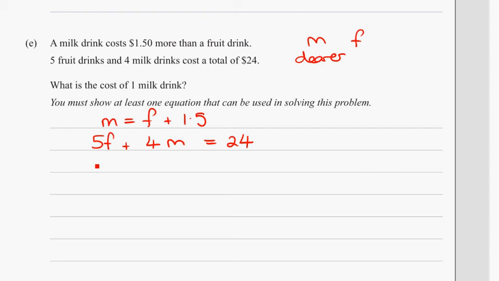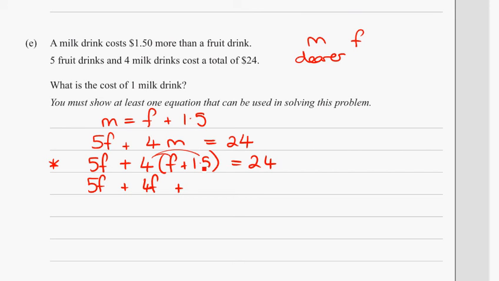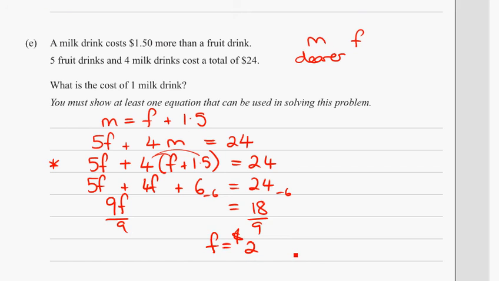Lots of ways we can do this. Probably the way I've written it, it's easier if we substitute. A milk drink costs a fruit plus $1.50. And now my equation only has F's in it. Expanding. 4 lots of 1.5. 2 lots of 1.5 is 3. So 4 lots will be 6. We could minus the 6. Dividing by 9, F equals $2. So if a fruit drink is $2, how much for the cost of one milk drink?